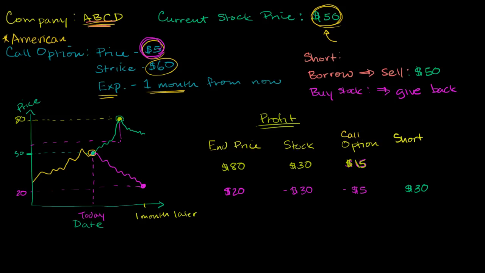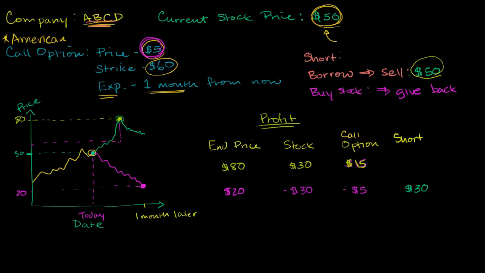You borrowed and sold at 50. Then when it went down to 20, you bought it back for 20. So you had $50 of proceeds, you had to use 20 of it to buy it back, so you had a $30 profit. But that's only in the good scenario. What happens if your bet is wrong?